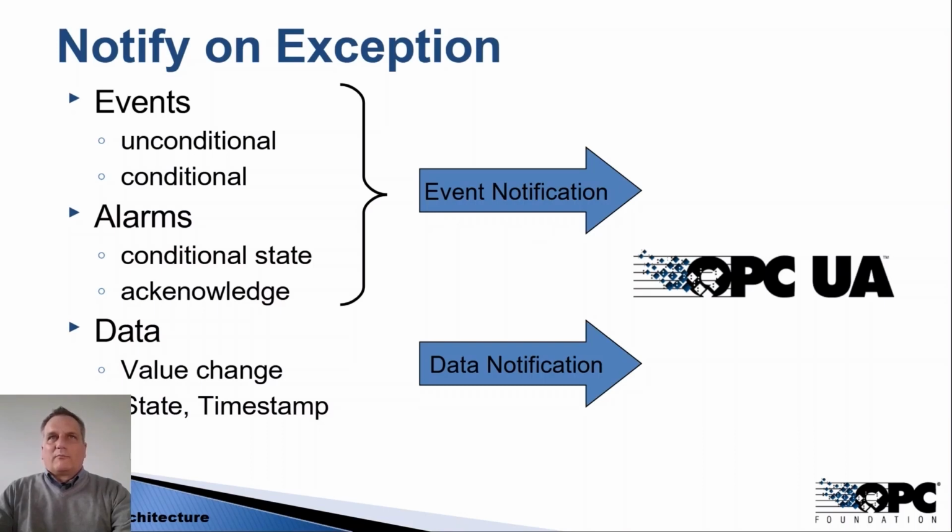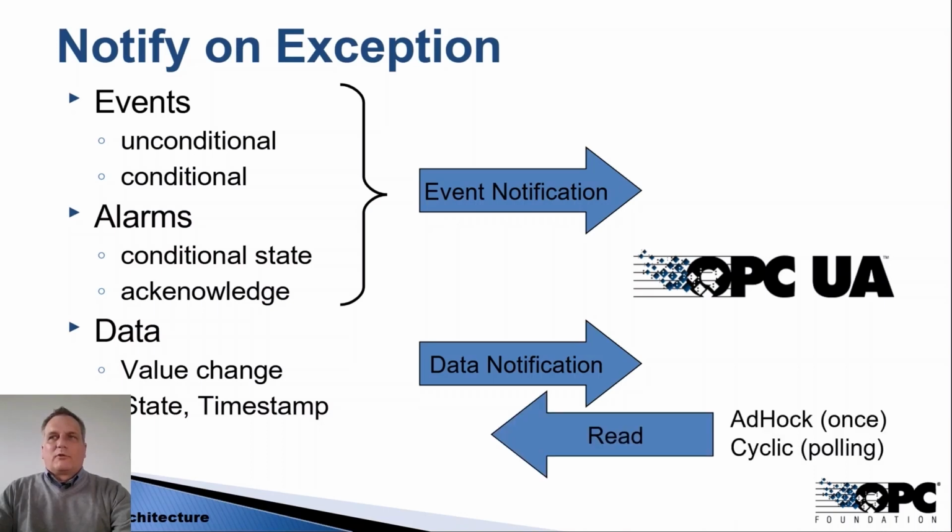An event is some unconditional or conditional event that's fired, and an alarm has a conditional state and even additional information, and it can be acknowledged. But also data, as you all know, can be sent by notification. So you ask the server to notify you if the data has a value or state change or even a timestamp change. And that's the normal way how to use OPC UA with a notification mechanism to get the data.